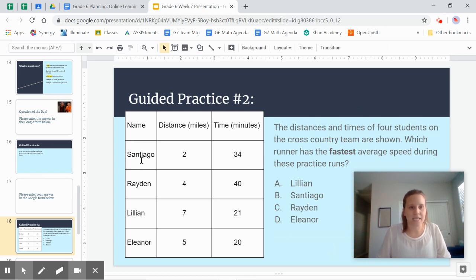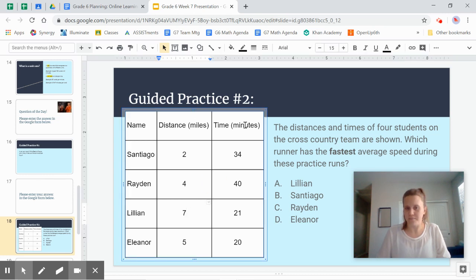All right, well, I can see that I have a chart here that shows these 4 runners, how far they ran, so how many miles. Wow, that's a long run, Lillian. As well as time in minutes, so how long it took. Wow, Lillian seems to have gone a really far way in a small amount of time relative to her peers. Do you think that makes her fast or slow?